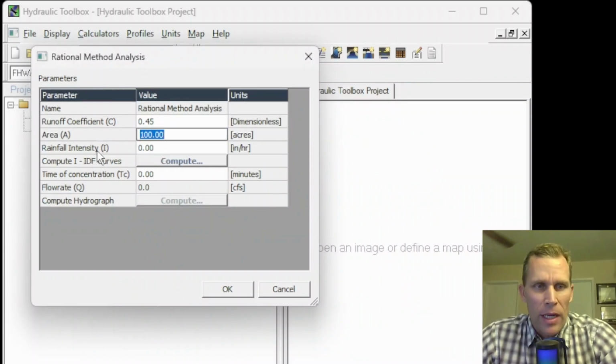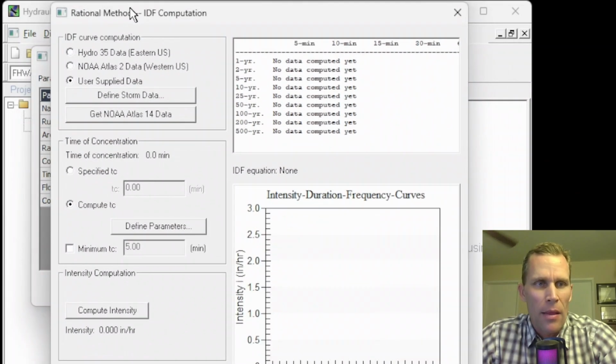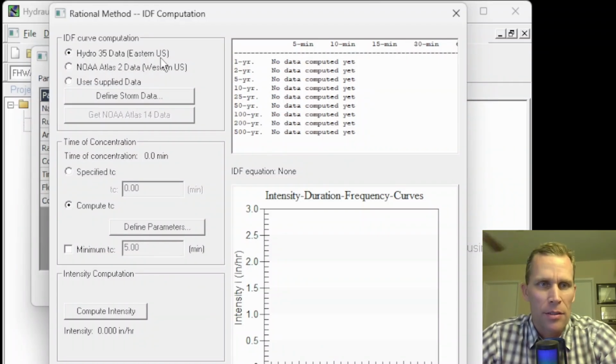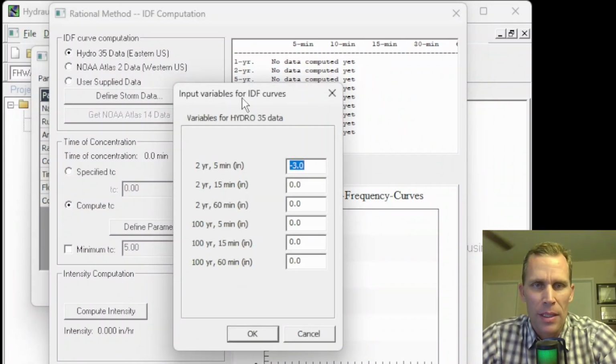Next up is the rainfall intensity, and that's going to ultimately calculate the flow rate. Associated with that is the time of concentration, which is ultimately what we're looking for, but it's something we have to solve all at once. So let's click on the compute button right here. For our IDF curve computation method, I'm going to select this first option, Hydro 35 data used in eastern and central United States, and then click on the button to define storm data.